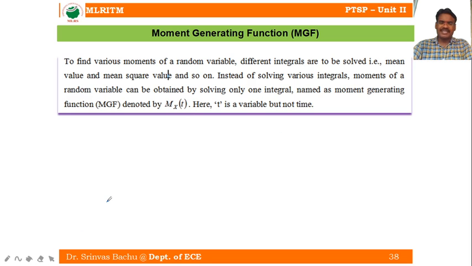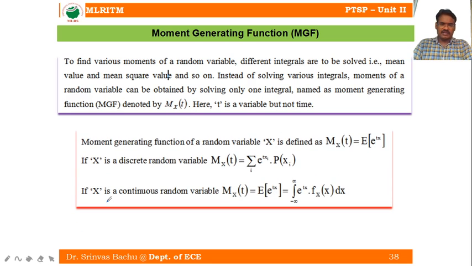Now what is the expansion of M_X(t)? The moment generating function of a random variable X is defined as M_X(t) equal to the expectation of e to the power tX. This MGF gives a function in terms of the random variable X. A random variation is there, that's why this is not a constant.